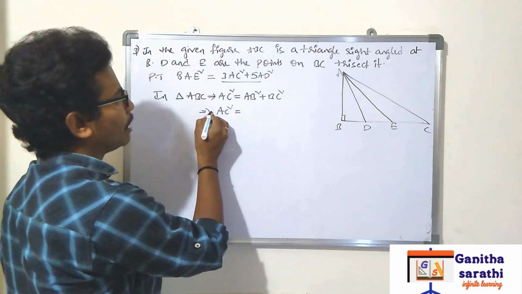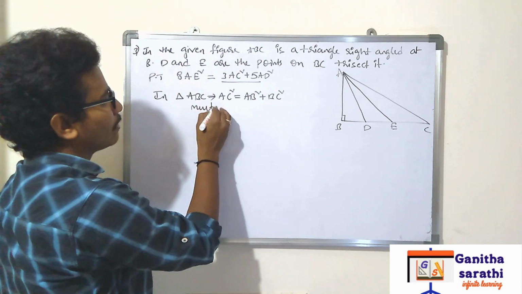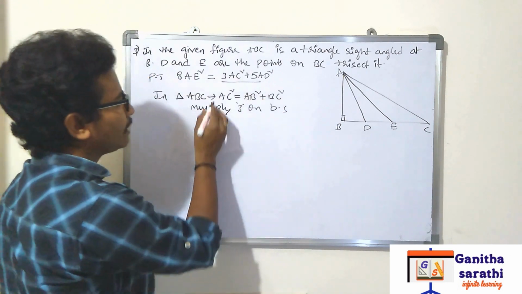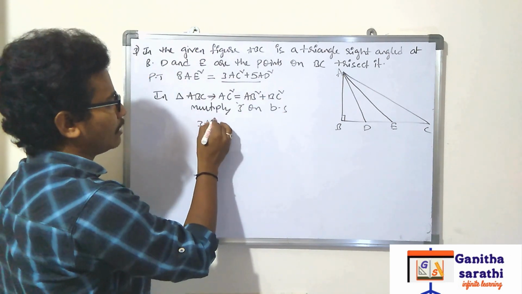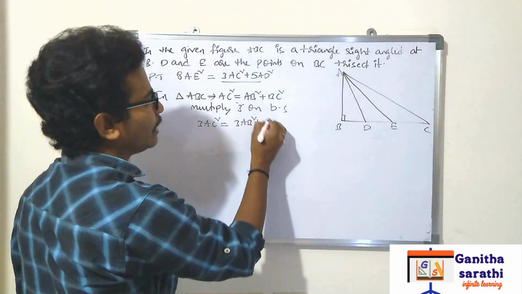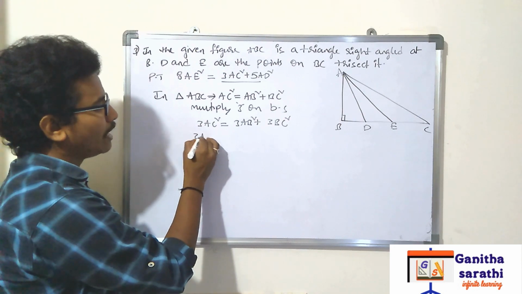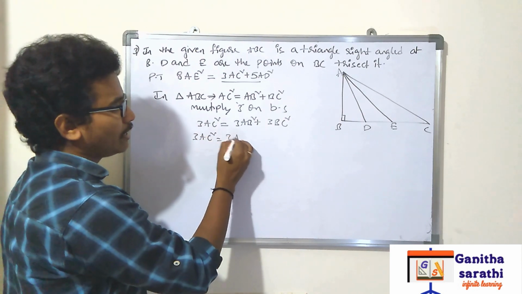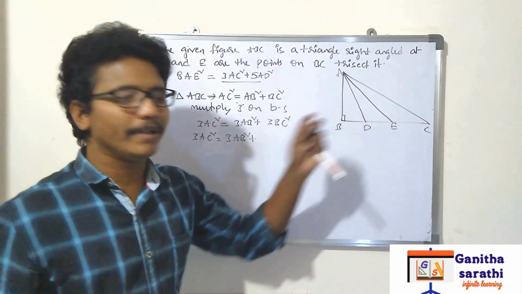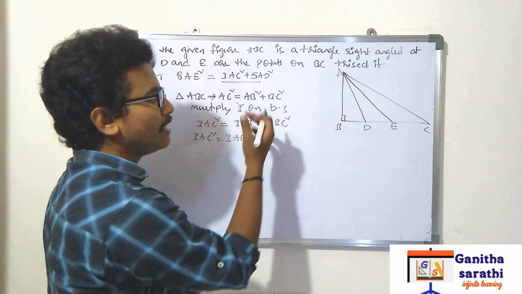Now see here, AC square is equal to AB square plus BC square. Multiply 3 on both sides. Multiply 3, what will you get? 3 into AC square, 3AC square, 3 into AB square, 3AB square, 3 into BC square, 3BC square. Now 3AC square is equal to 3AB square plus 3BC square. We have to convert BC into BE.